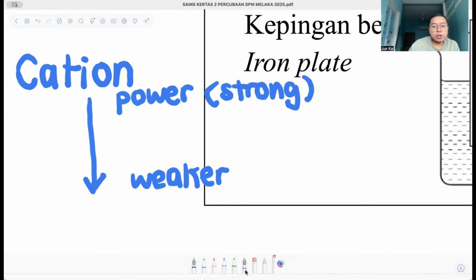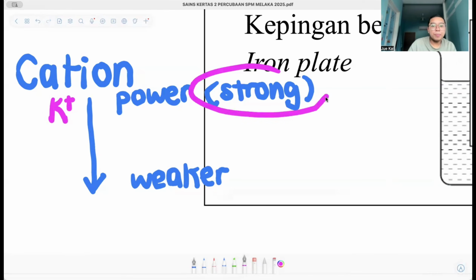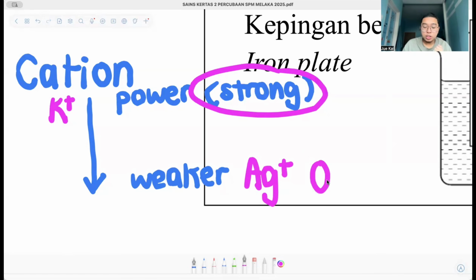So for this one, the first one will be potassium. Potassium is K plus, so K plus means this one is strong. The bottom one is silver, Ag plus, so this is the weakest one. The voltmeter will not react at all. It will be zero. If the ion is near Ag plus, it will be really weak. And if the ion is near potassium, K plus, obviously it will be strong and it will provide you a reading. Clear or no?